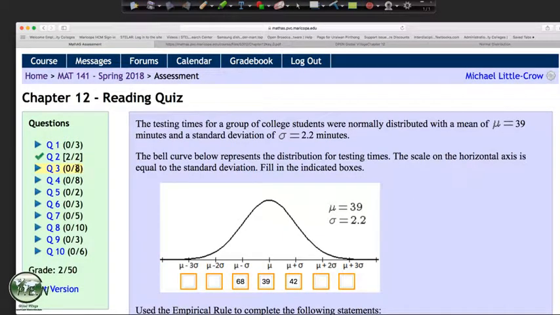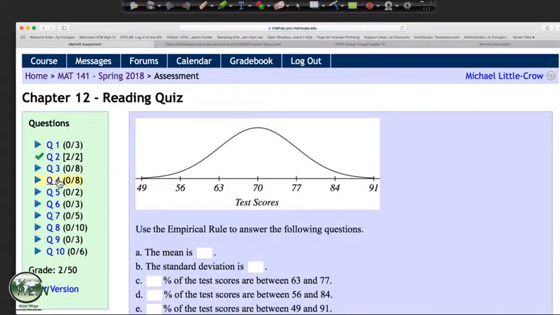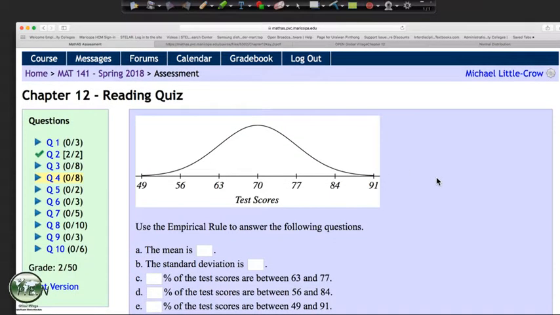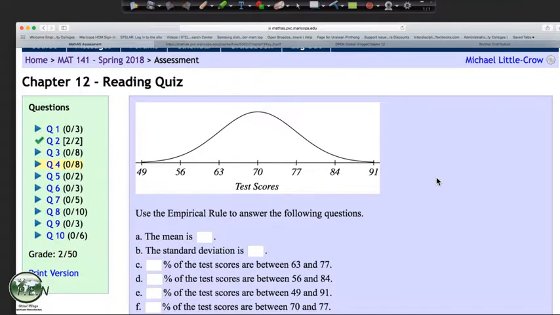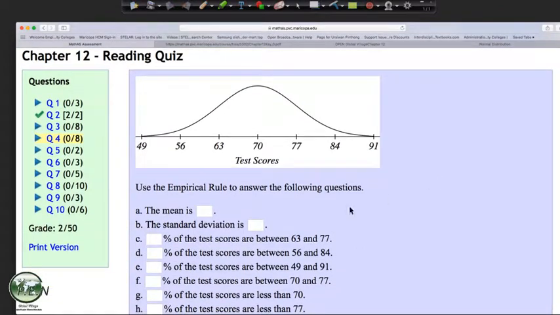So really, we didn't check it out, but we did 3. We'll do 4 now. Now 4 is going to change. They're giving us data values on here and using the empirical rule kind of backwards. Use the empirical rule to answer the following questions. So if we look up here, what is the mean? 70. See it right there. Good. So it's just getting you comfortable in reading the chart.